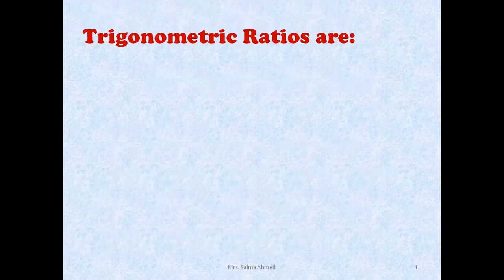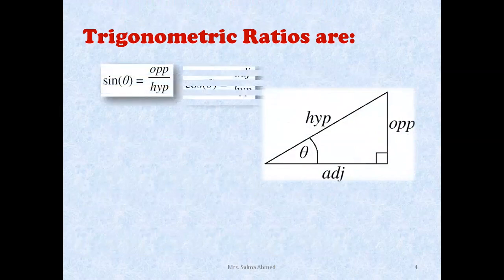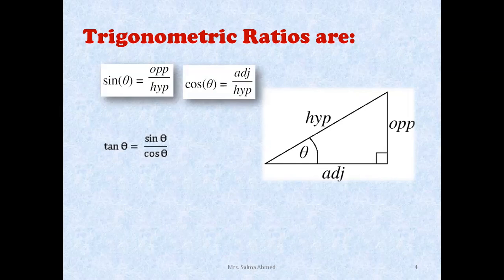The trigonometric ratios we took before for the right triangle are that sine theta is opposite over hypotenuse and cosine theta is adjacent over hypotenuse. So today we are going to have tan. How can we find tan theta? Tan is sine theta over cosine theta.